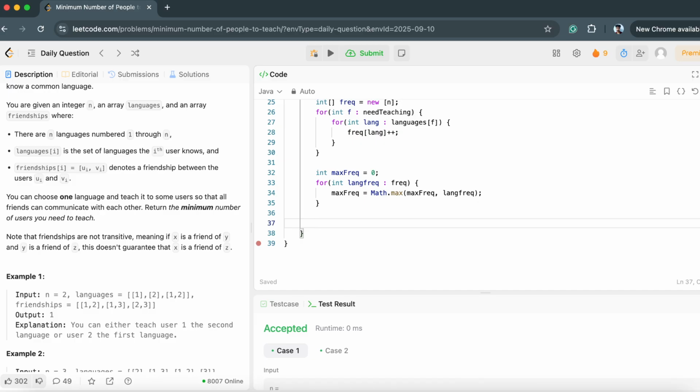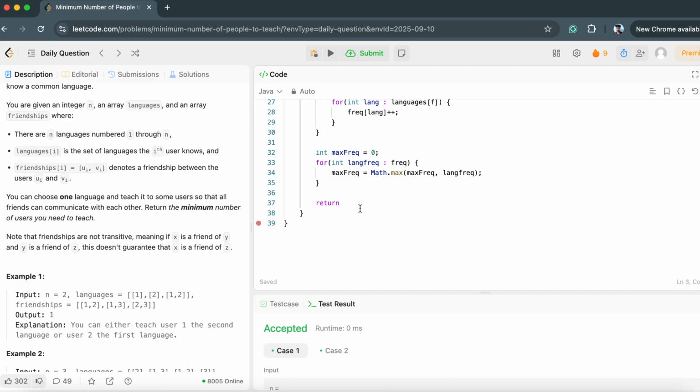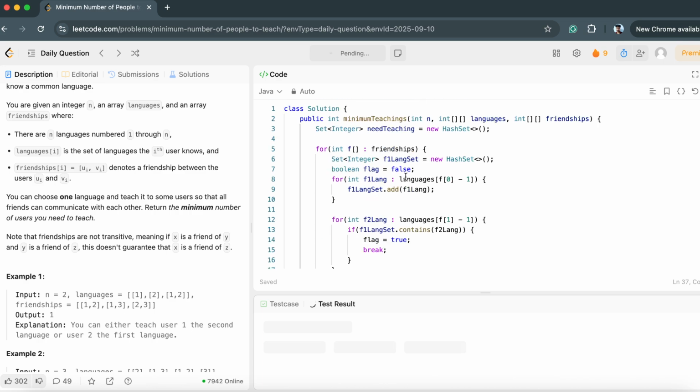So now, all the other users, let us suppose three remaining users, we can easily teach them so that we get the minimum answer. Right now what we have to return is, from this needTeaching set, all the unique users available, and we subtract this maxFrequency, the maximum language known by most of the people in needTeaching, so that the remaining people can learn that particular language. We will get a minimum answer. We can run this and see if it is working fine or not.